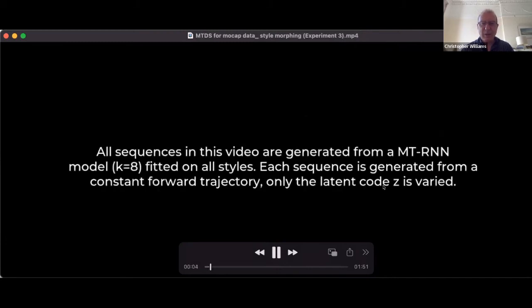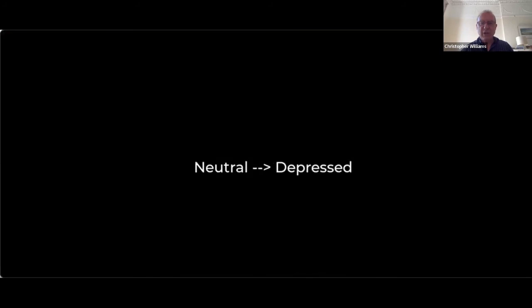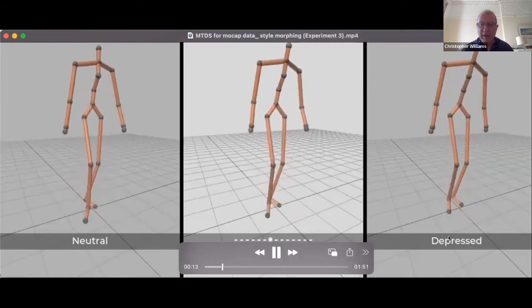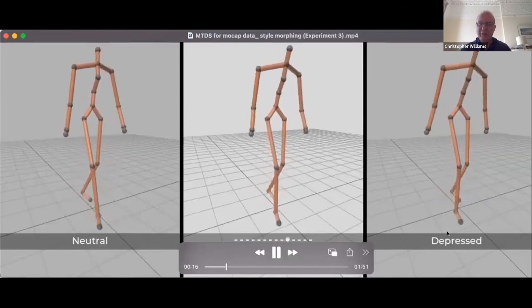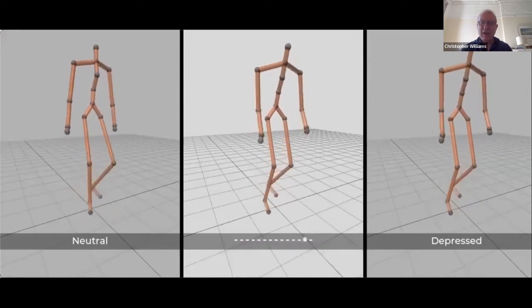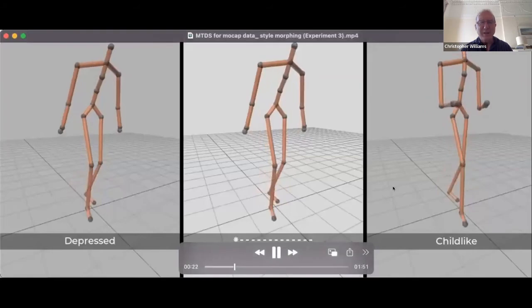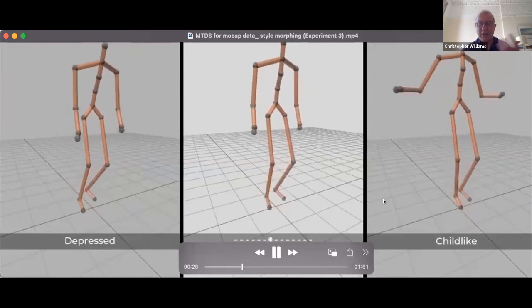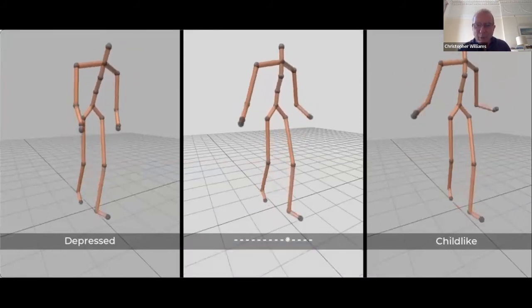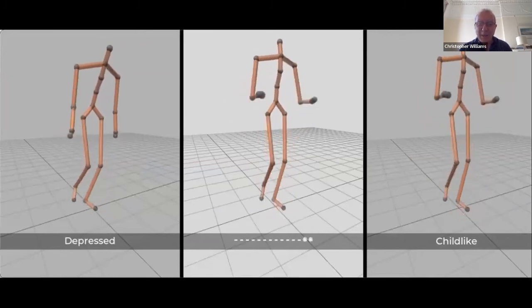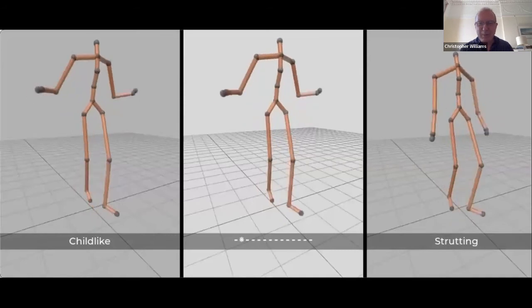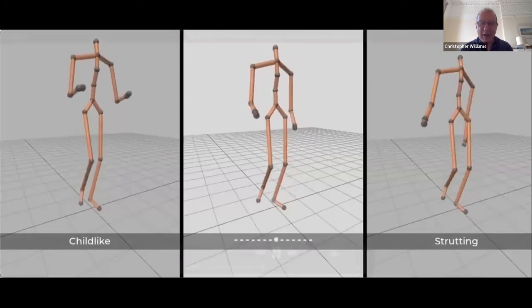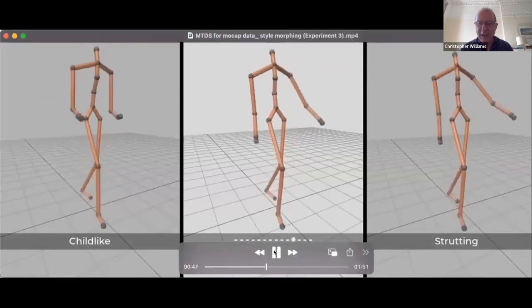So what we're doing is we're going to have 2 different styles. Say, for example, on the left, we've got the neutral style, and on the right, the depressed style. What's happening in the middle is we're morphing from the thing on the left to the thing on the right. So we start off being neutral and end up depressed. In this case, we start off being depressed and end up in the childlike style. You can see the childlike style has this arm swinging. So as we morph between these, we see more arm swinging in the middle. There are other examples like this. Perhaps we don't need to do them all, but we see how we can morph in the latent space, which is fun.